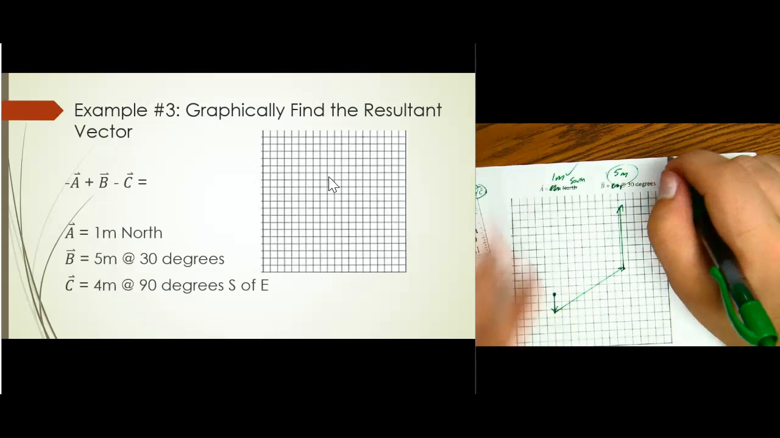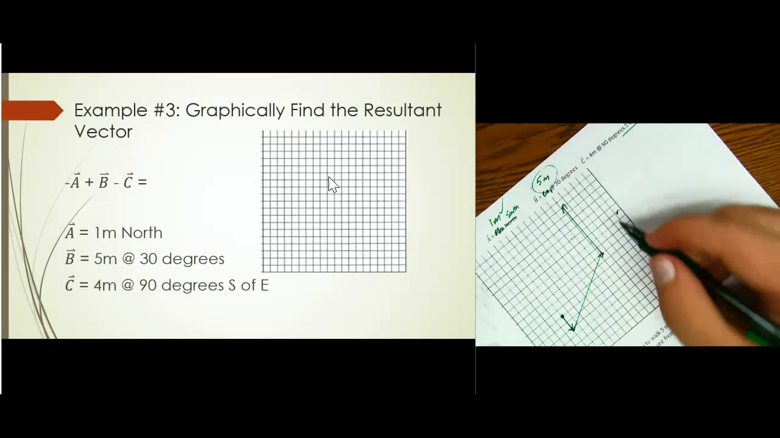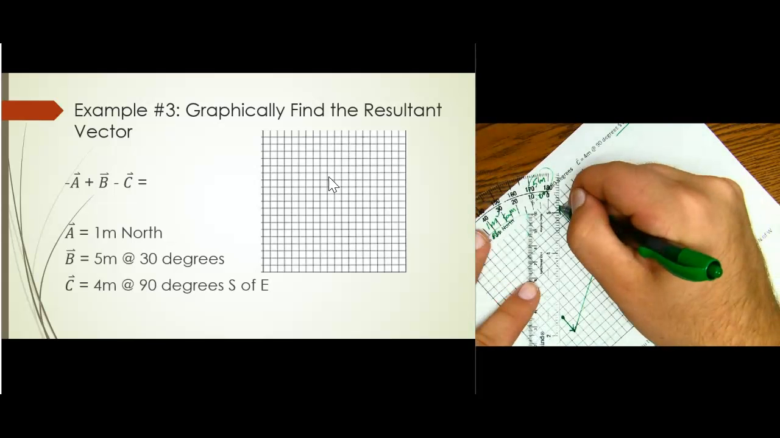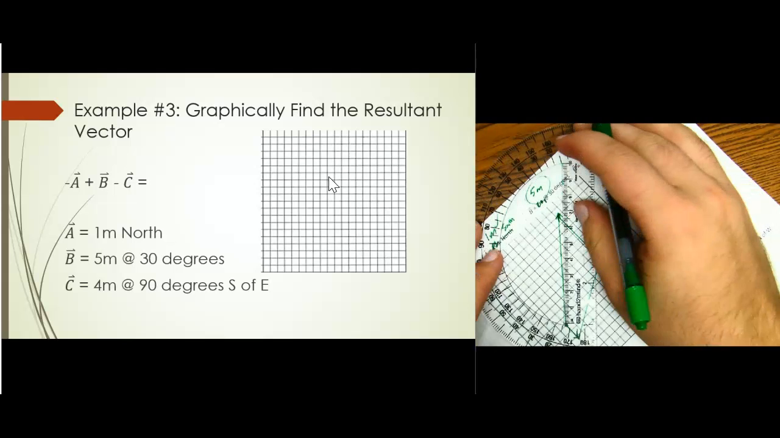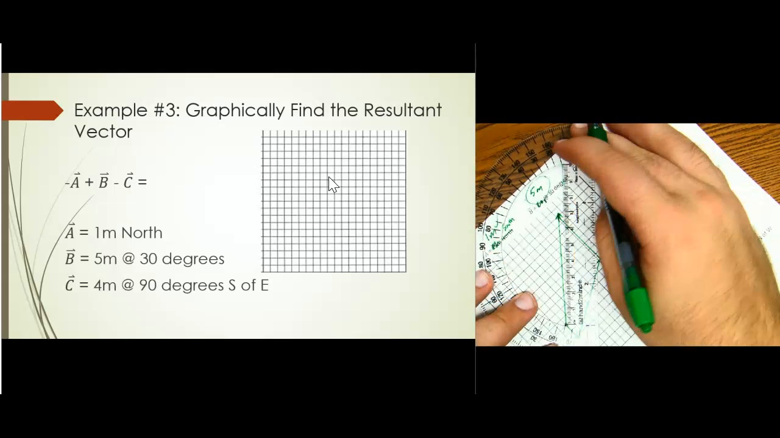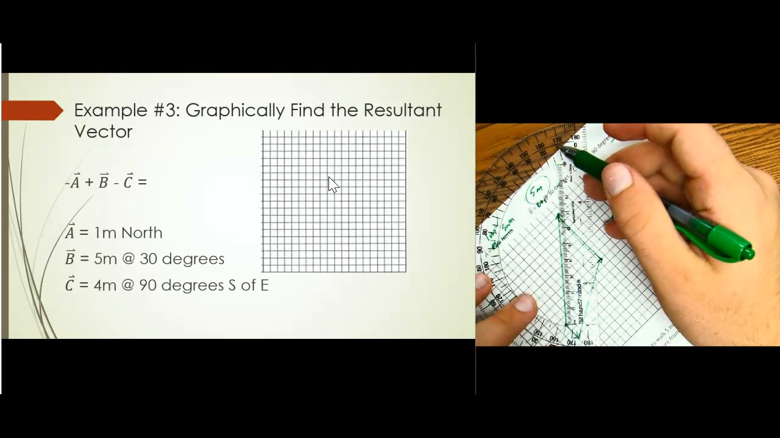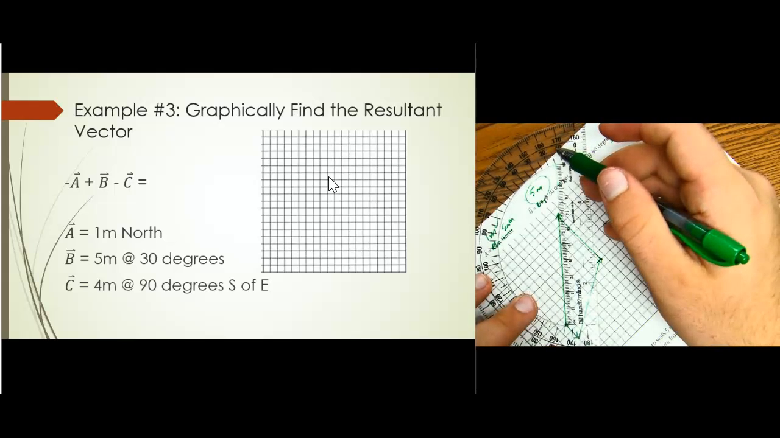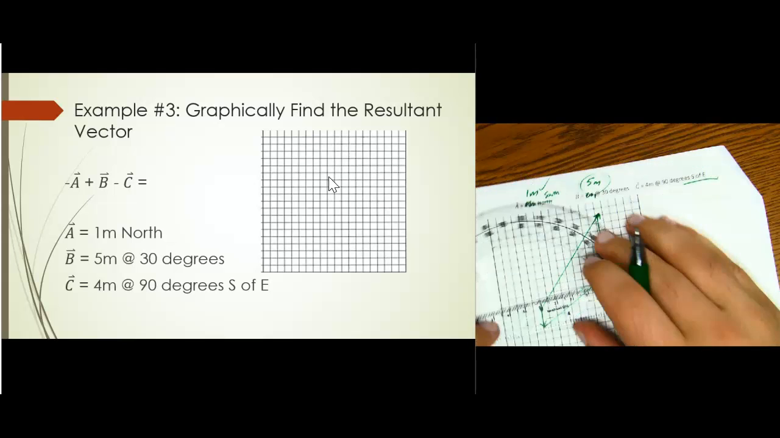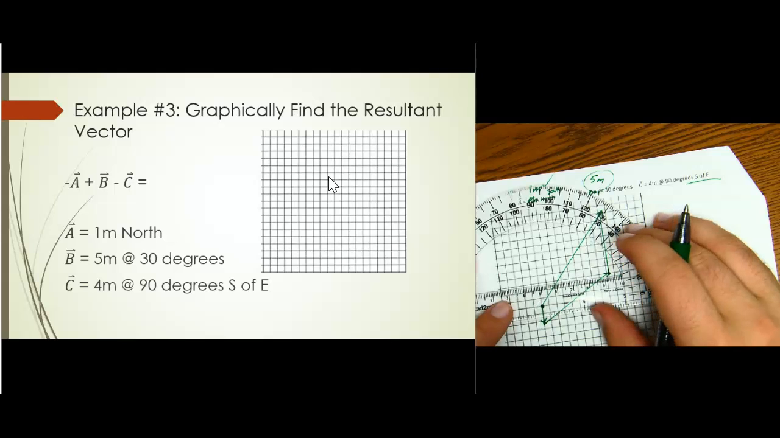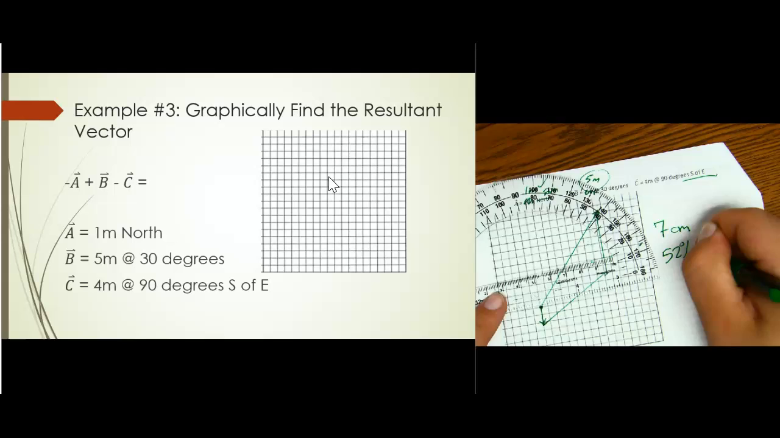Man, that wasn't that straight, but that's okay. So it should look something like that, okay? And my resulting vector looks something like that. It is a total of, measuring it real quick, about 7 centimeters. And the angle of it is about 52 degrees, okay?